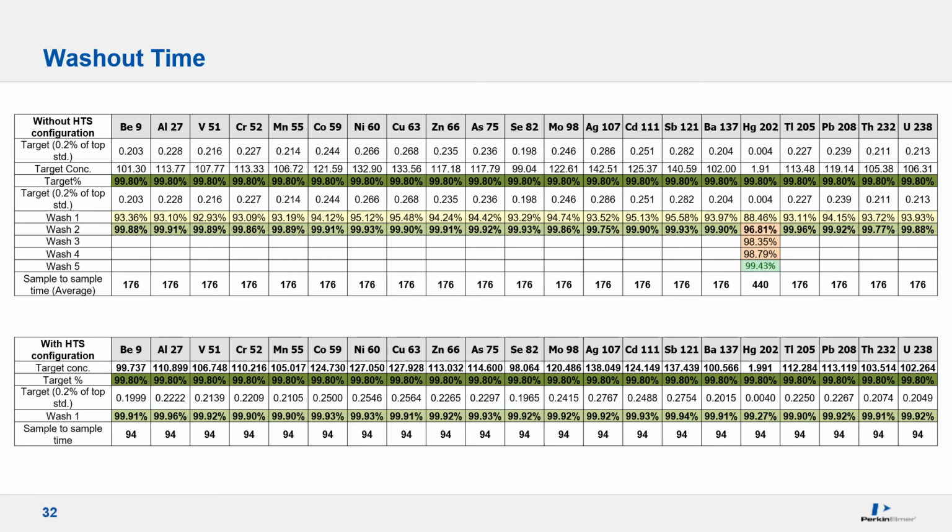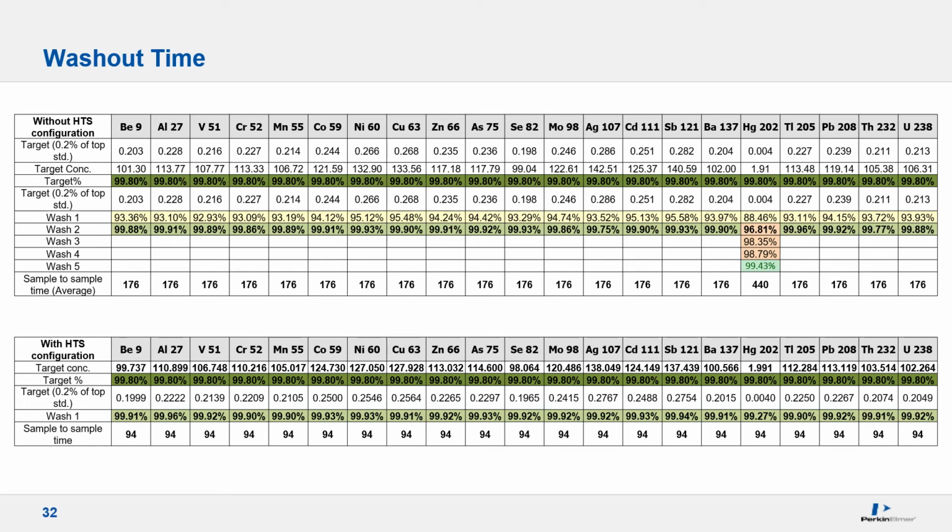The HTS affords superior washout between samples, thus reducing analysis time. Here we will compare the washout time between a system using an HTS and one without. Both systems used the S23 Autosampler. We used the standard method, which incorporated a wide range of elemental masses. The system was calibrated for each element.